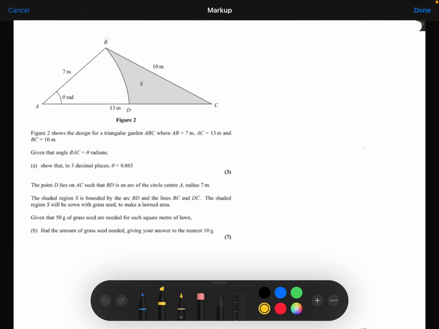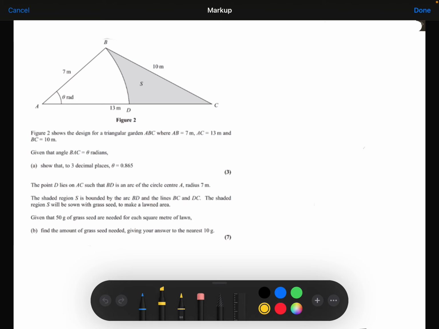Figure 2 shows the design for a triangular garden ABC where AB is 7, AC is 13 and BC is 10. Given that the angle BAC is theta radians, show that to 3 decimal places theta is 0.865.